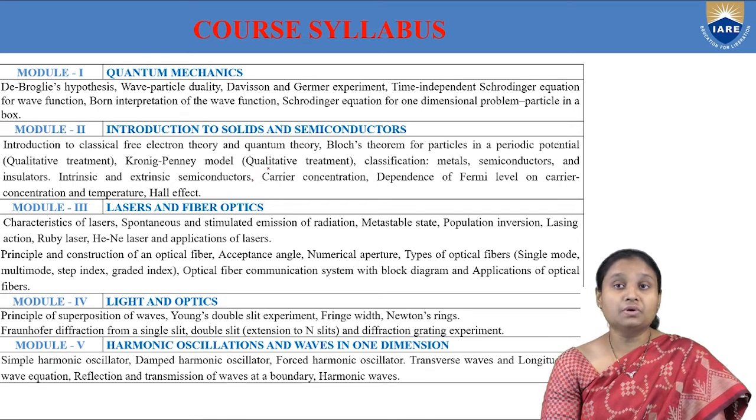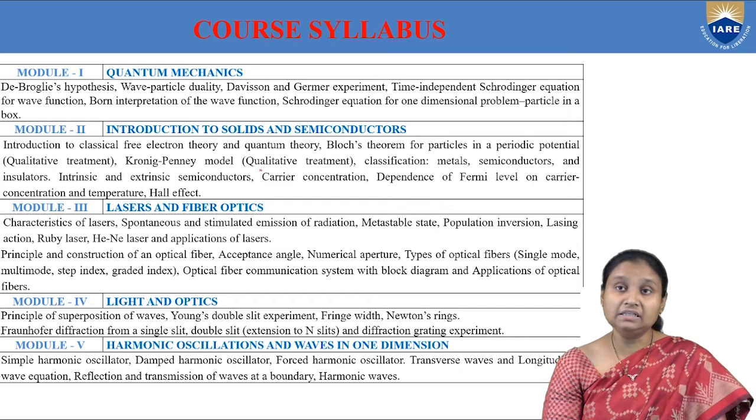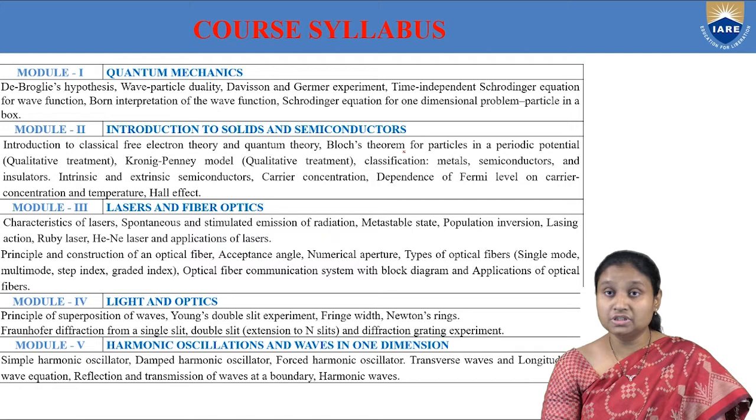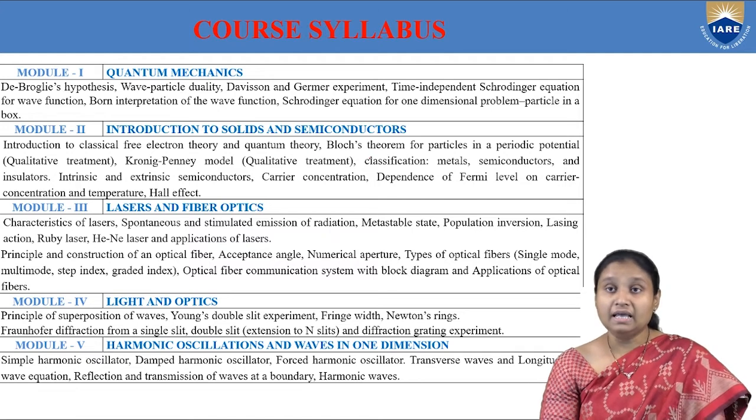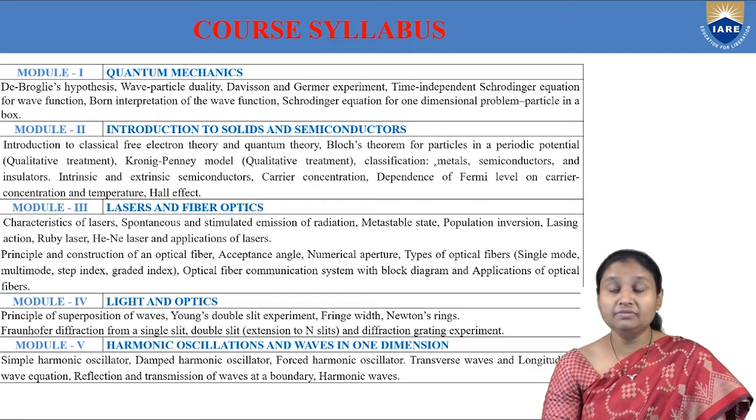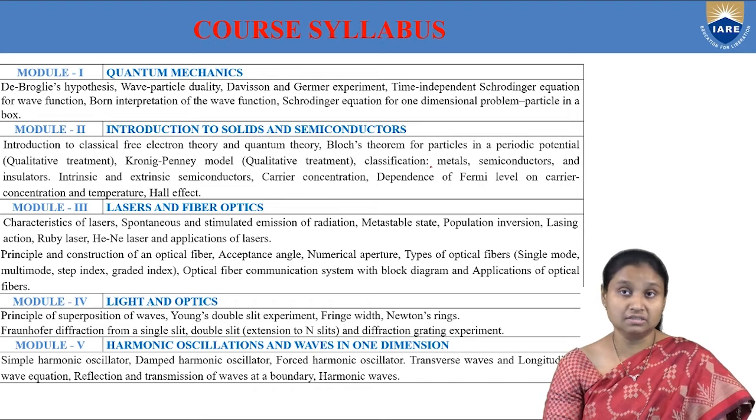Coming to the second module, we have Introduction to Solids and Semiconductors. In Introduction to Solids, we are going to compare classical theory and quantum theory. And then we are going to discuss electron in a periodic potential, that will come under Bloch's theorem. And then the Kronig-Penney model, which has given a way for the origin of energy bands. And then we are going to discuss the classification of solids into metals, semiconductors and insulators.